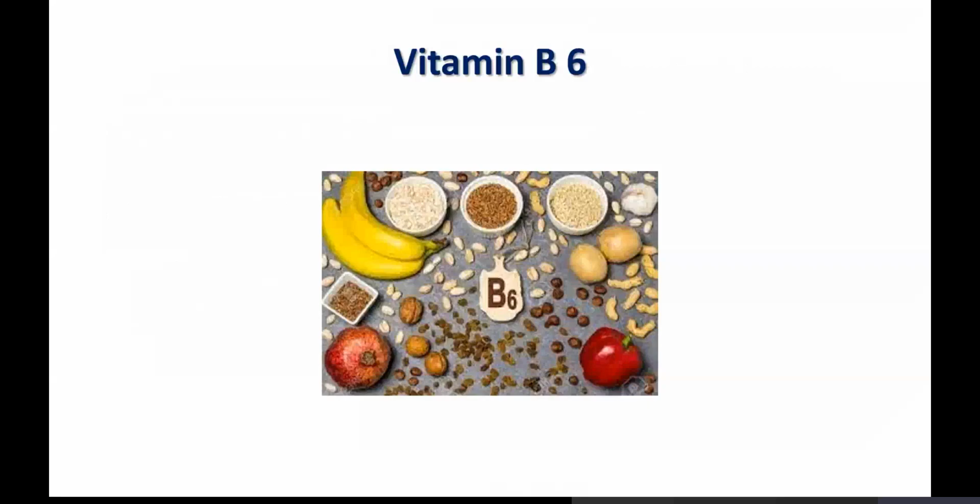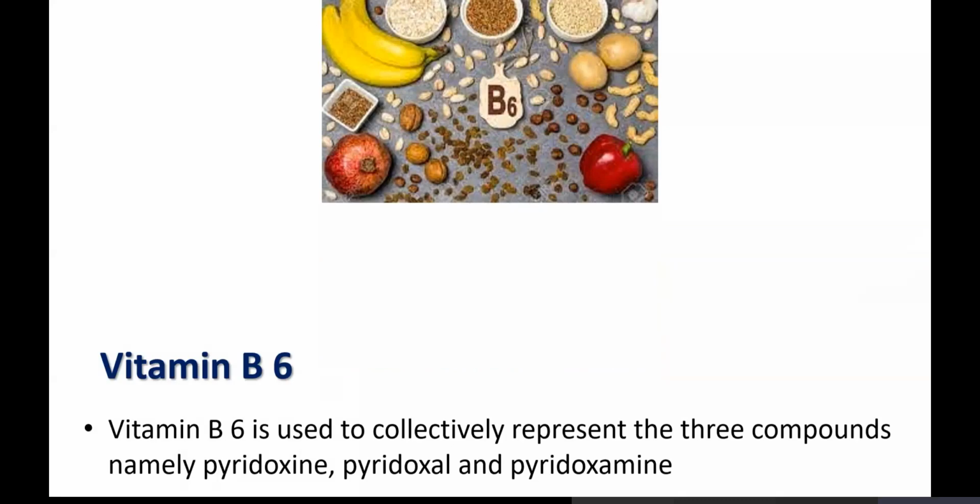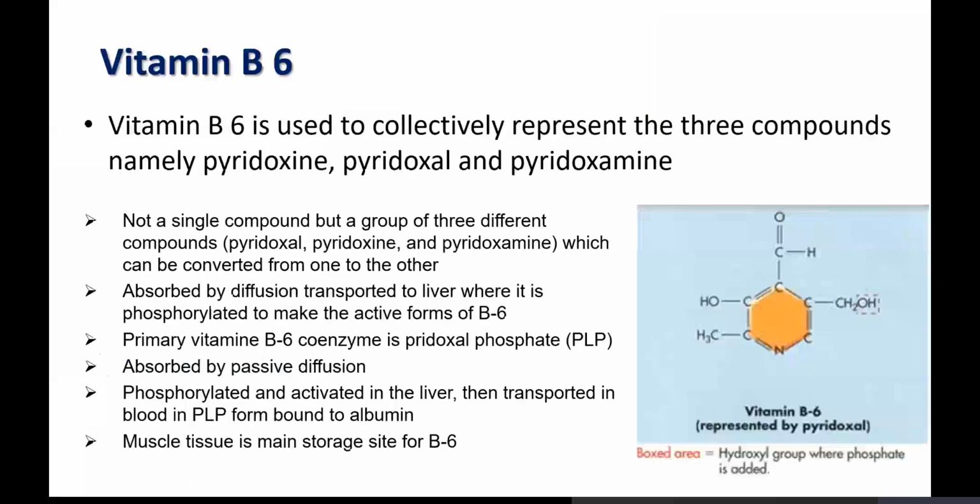So the next vitamin is vitamin B6, and B6 is basically used to collectively represent three compounds. Namely, what are those compounds? They are pyridoxine, pyridoxal, and pyridoxamine. Okay, pyri is common here. So here: doxine, doxal, doxamine.